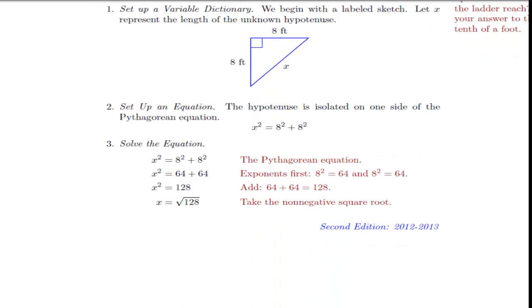1. Set up a variable dictionary. We begin with a labeled sketch. Let x represent the length of the unknown hypotenuse. 2. Set up an equation. The hypotenuse is isolated on one side of the Pythagorean Theorem. Equation: x squared equals 8 squared plus 8 squared.